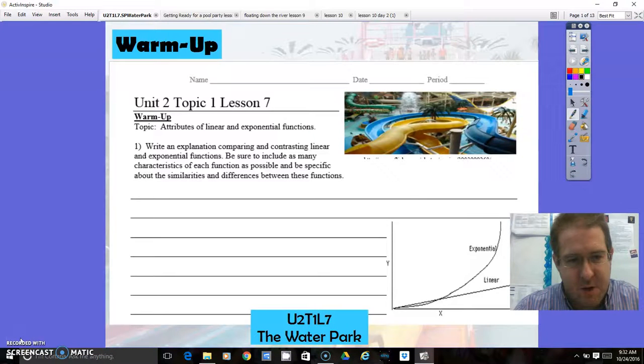All right, this is lesson 7 of Unit 2, topic 1, and in this lesson we're going to be learning about linear and exponential functions and what they look like. So it's our first real look at comparing graphs of the two. Today's warm-up says write an explanation comparing and contrasting a linear and exponential function.